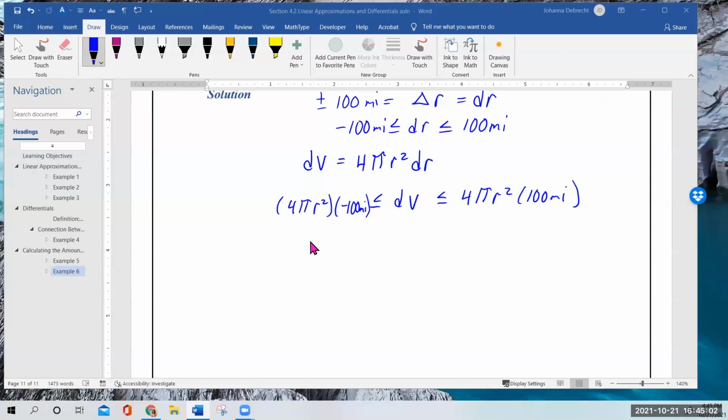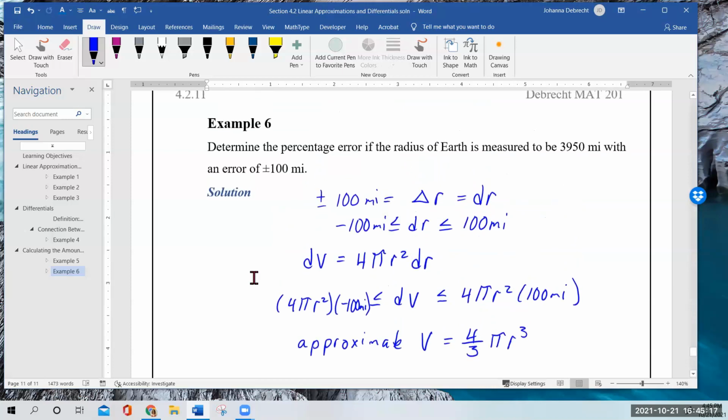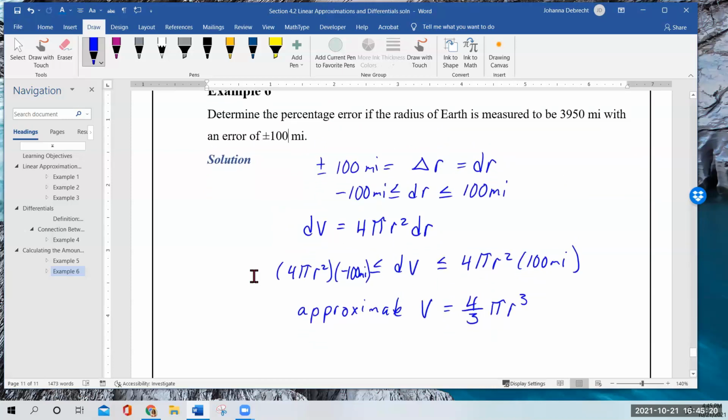The next step is to approximate the value of the volume so that we can find the relative error. We're going to use the formula 4/3 pi r cubed, but we're going to use the measured value of the radius for our volume since we don't know exactly what the error is. That gives us a radius of 3,950, which gives us 4/3 pi times 3,950 quantity cubed. And this will give us cubic miles when we're done.